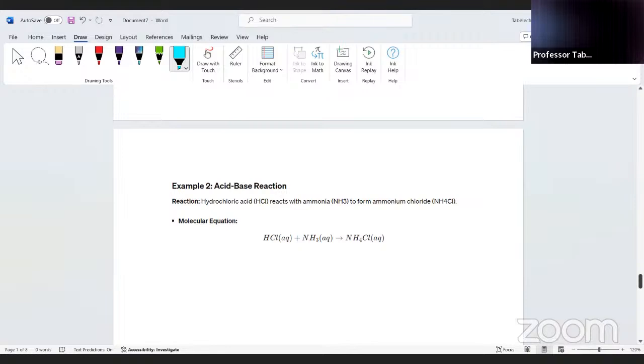Okay, Zoe says, would HCl fully dissociate because it's a strong base? Well, no. HCl is not a base, it is an acid. Okay, it is an acid.